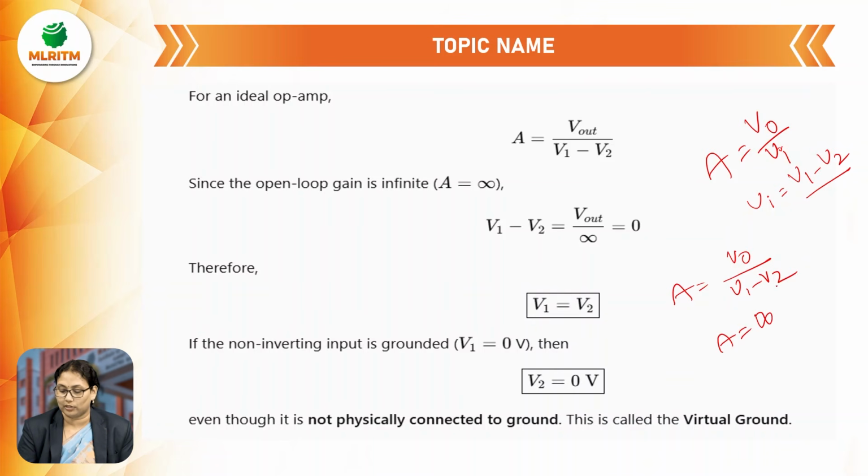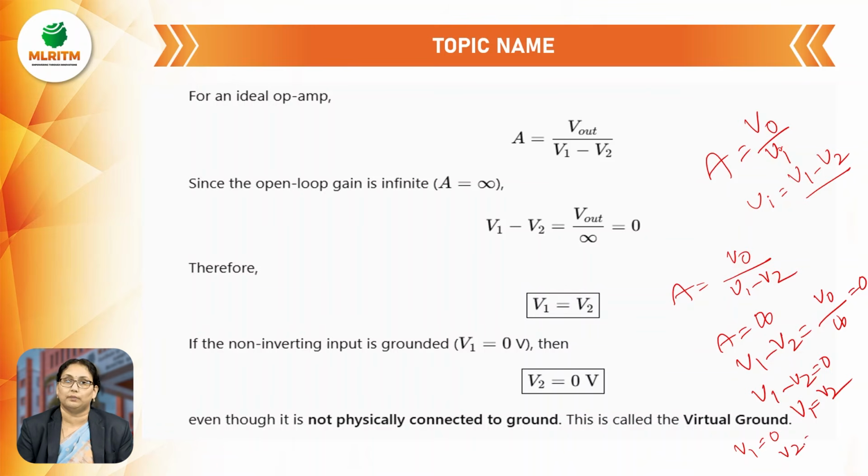Let us substitute the value here. Input voltage V1 minus V2 is equal to V0 by gain, so this value will be 0. Therefore, V1 minus V2 is equal to 0. Here V1 is equal to V2. Even though it is not physically connected to the ground, this is called a virtual ground. Here both the input voltages are 0. So V1 will be 0 and V2 will be 0. When V2 is directly connected to the ground, V1 becomes 0. When V1 is directly connected to the ground, V2 becomes 0. This is called the virtual ground concept.